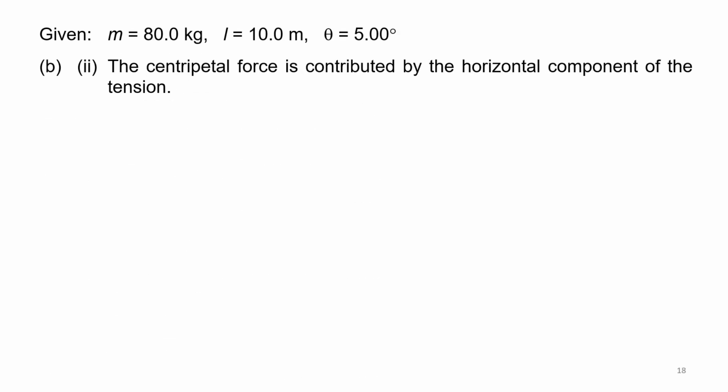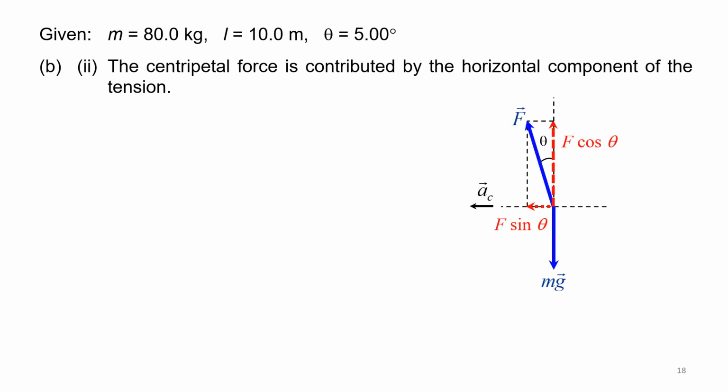Okay, since the centripetal force is contributed by the horizontal component of the tension, we can write summation of force in component x is equal to the centripetal force. So the only force that we have in component x is F sin theta. So F sin theta is equal to mv squared over r. Okay, so we need to determine the expression of R first, so then we can solve for the tension.